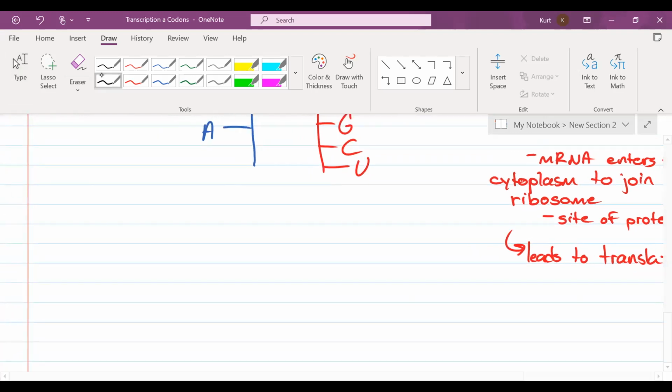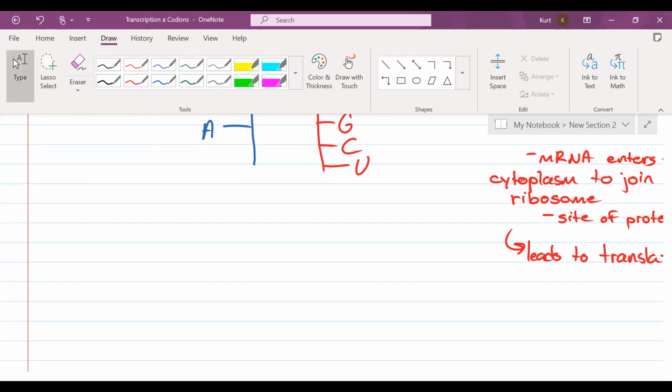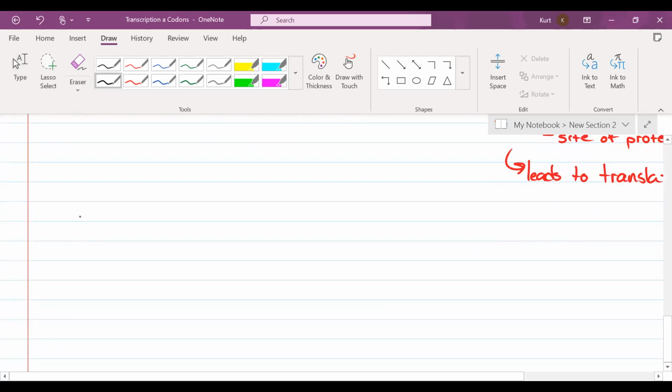Okay, so that's it for transcription. And what I would like to do now is get into Monday's lesson. I'd rather be ahead than behind. We're going to do amino acids and codons.